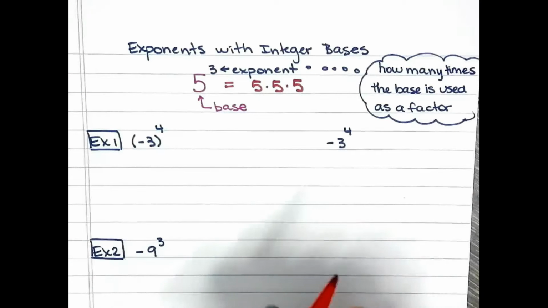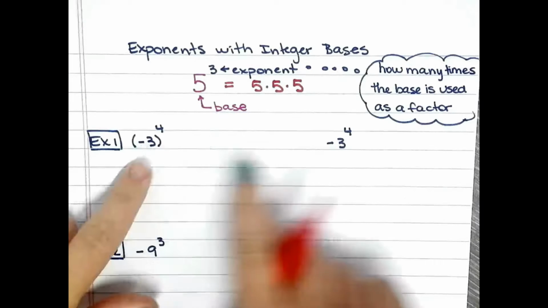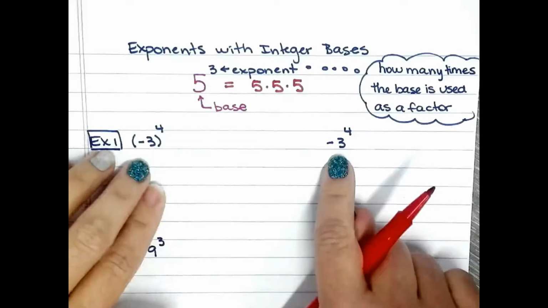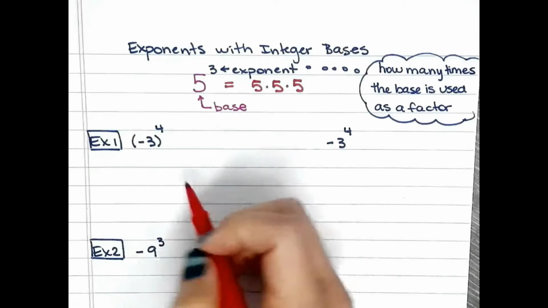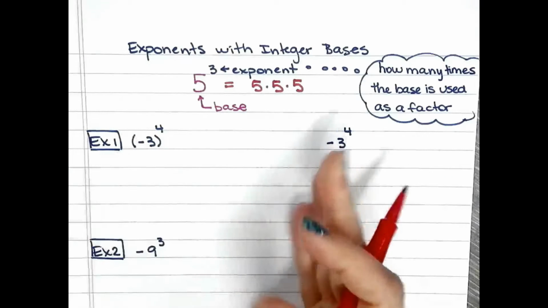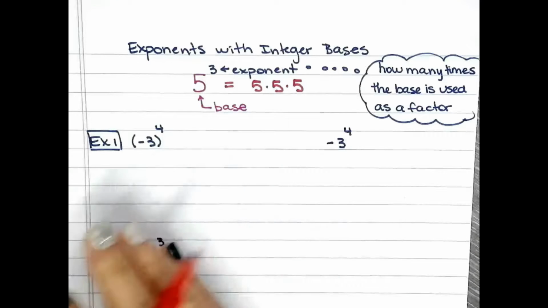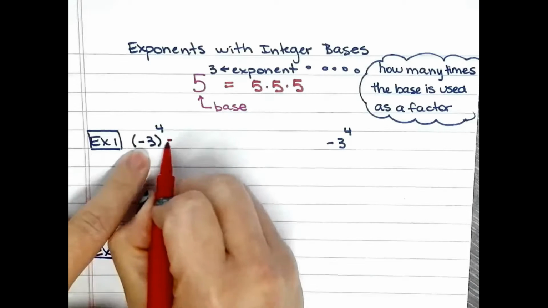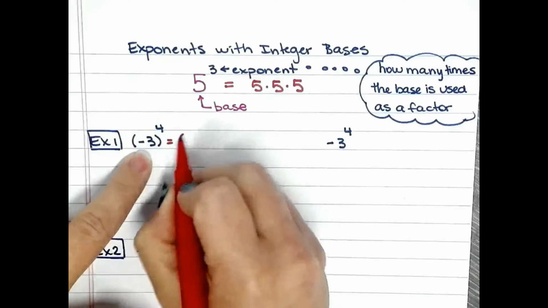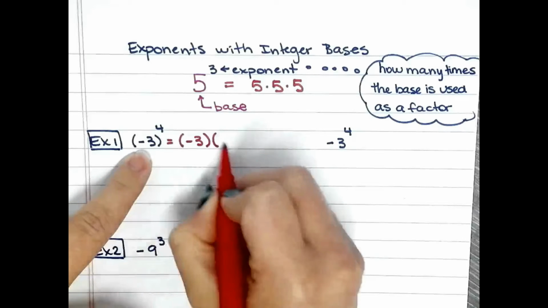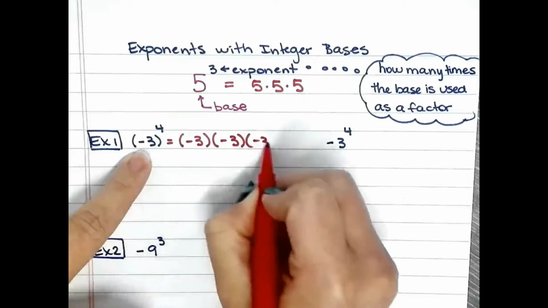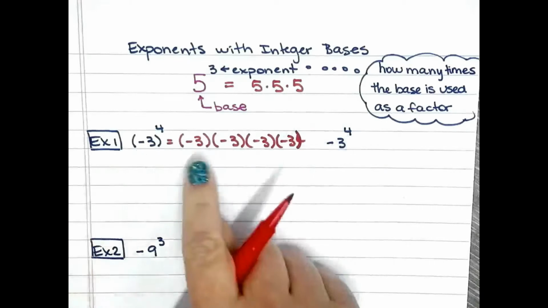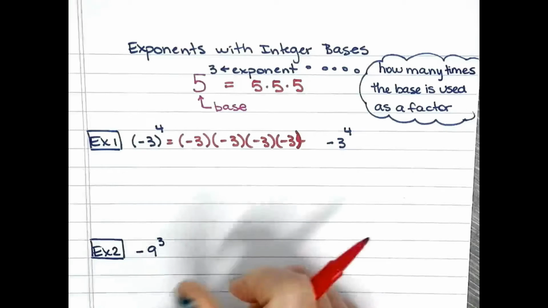Okay? Now, when we have a negative in this scenario versus this scenario, what is the difference? And what does that mean? So I'm going to expand before I show you in the calculator how you can just put it all in. So first, what does that mean? Well, that means negative 3 repeats itself 4 times. So negative 3 times itself 4 times. 1, 2, 3, 4. Okay?